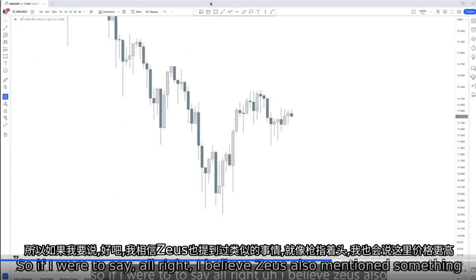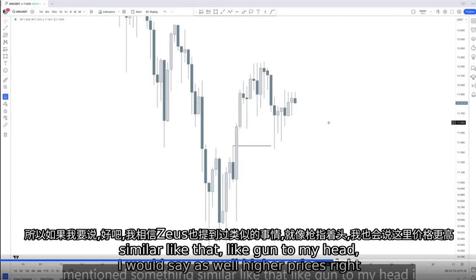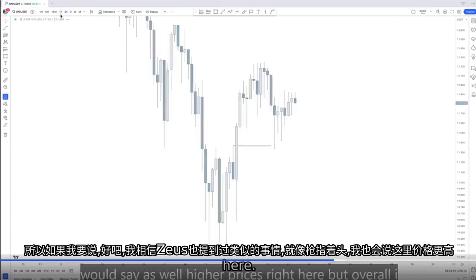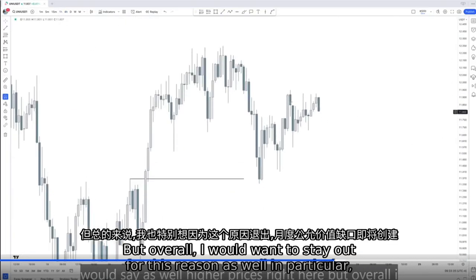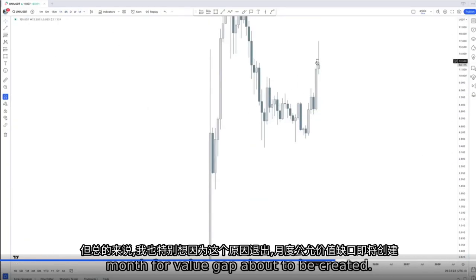I believe Zeus also mentioned something similar like that. Gun to my head, I would say as well higher prices right here. But overall, I would want to stay out for this reason as well, in particular. The monthly fair value gap about to be created.